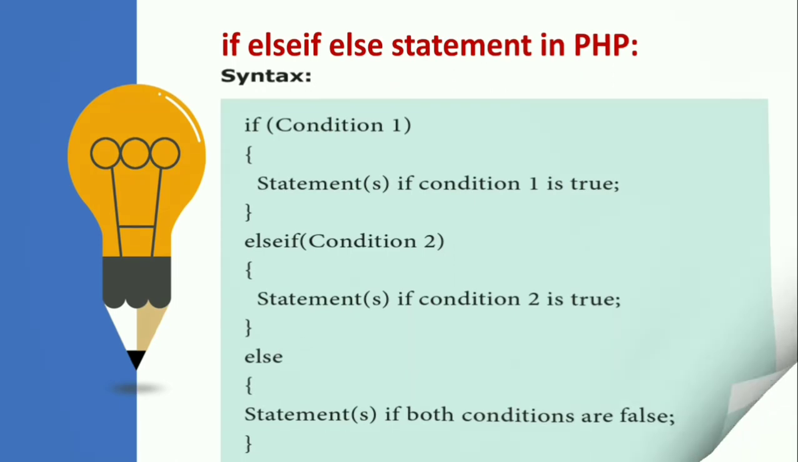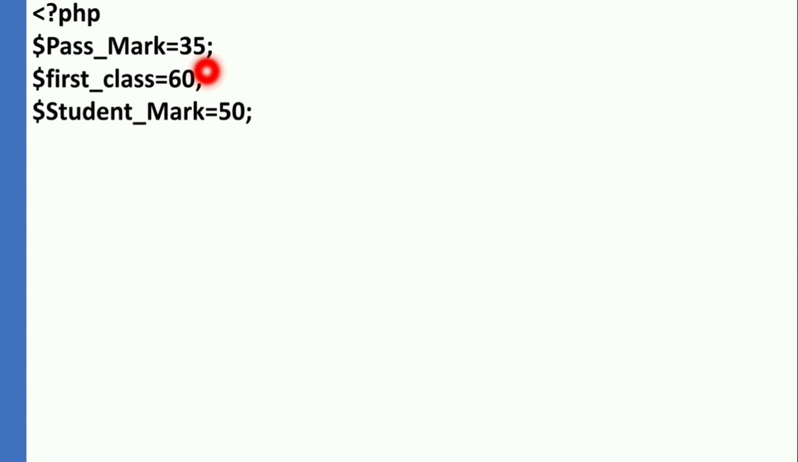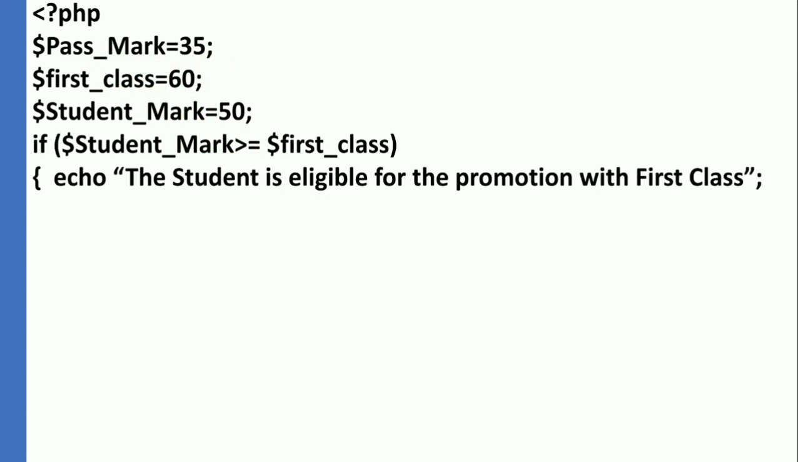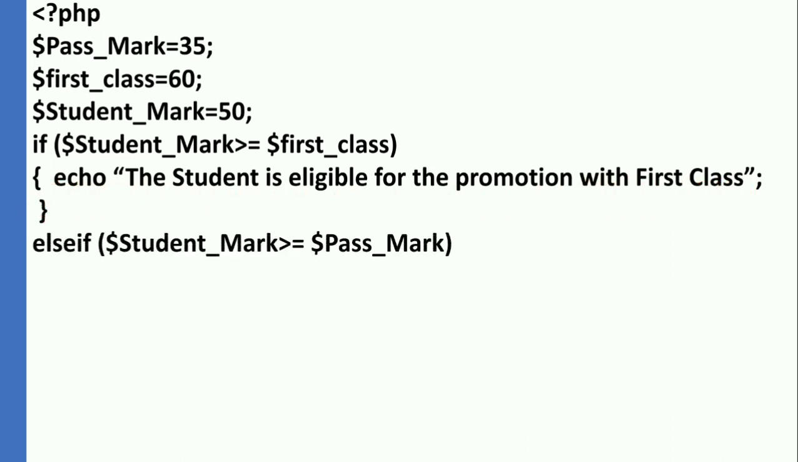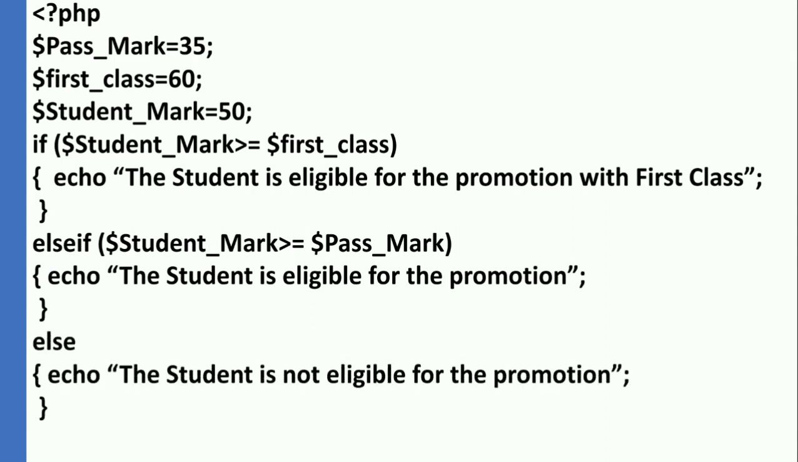So let us see an example. The program begins with the open PHP tag, and we have three variables and their values. These are the three variables and their values. And we have the if statement and its action block. This is its action block, open and close bracket. Inside that we have one particular line. In the same way we have the else if statement and its condition and else if action block. And finally we have the else statement and the else action block. With that the program is over.